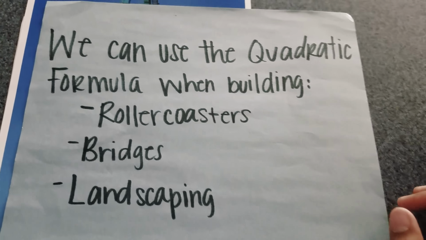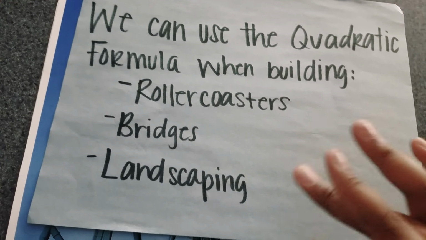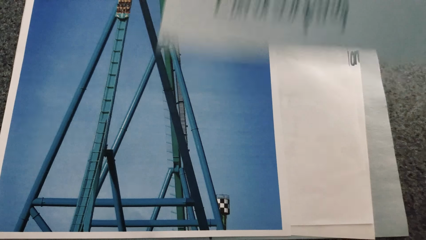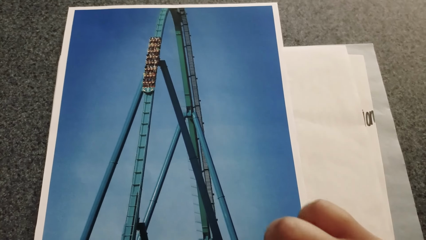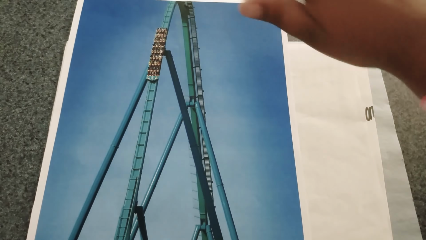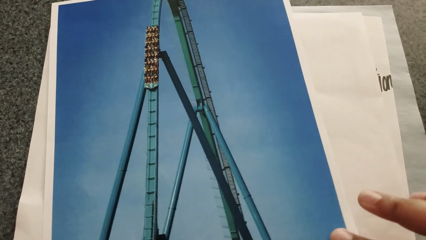We can use the quadratic formula when building roller coasters, bridges, and just plain landscaping for a building that may have the format of it. Usually, when we will see a quadratic formula, it will be in either an upward U shape or downwards U shape, like in this roller coaster.